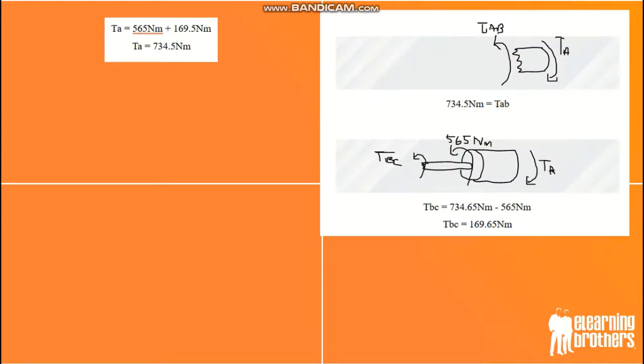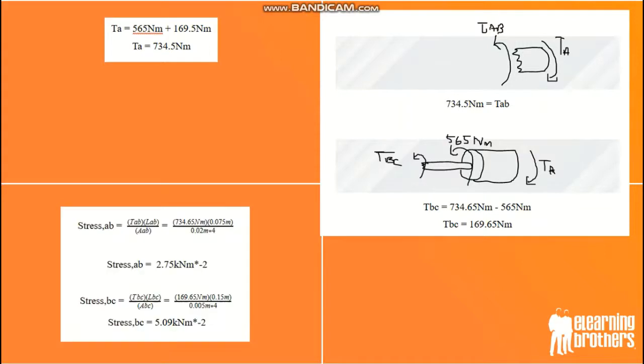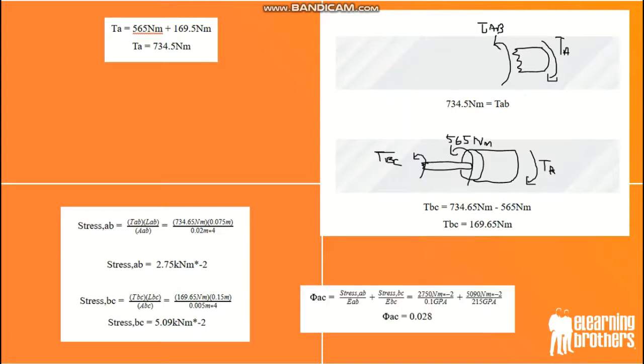From between A to B, cut it, and then we get the stress for the segment, the torque for the segment. And then from B to C, cut it, and we get the torque between the segment. And then we use this information to get the stress, and then we get stress AB and stress BC there. And then from stress we get the angle of twist. So this formula for the angle of twist, as stated there.